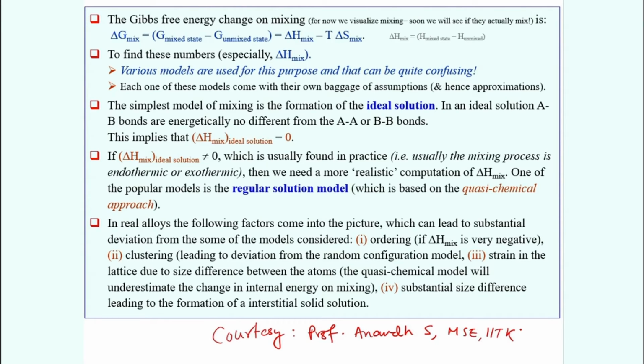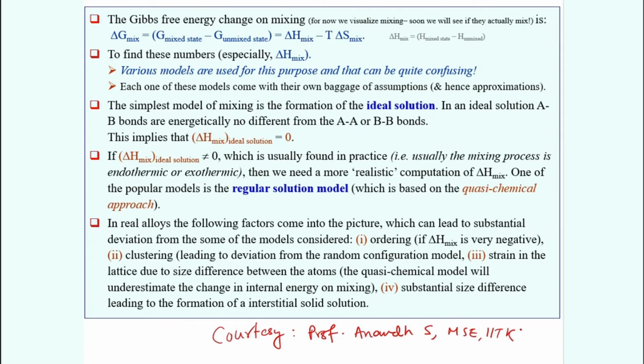This rarely happens. Delta H mix will usually be not equal to 0 in practice. That means the mixing process is either endothermic or exothermic. There will be heat produced or heat absorbed. Then we need a more realistic computation of delta H mix. That's why different models are available. Because it is non-zero, you need to use a different concept. I'm not going to discuss that. The most used model is the quasi-chemical approach, in which you can calculate the difference of bond energies after the mixing and before the mixing.